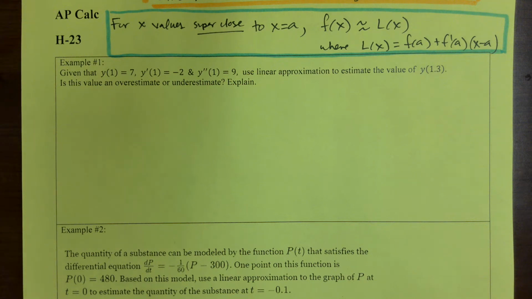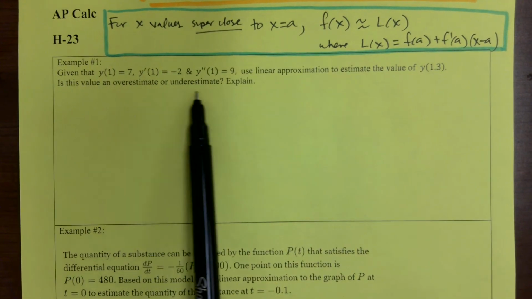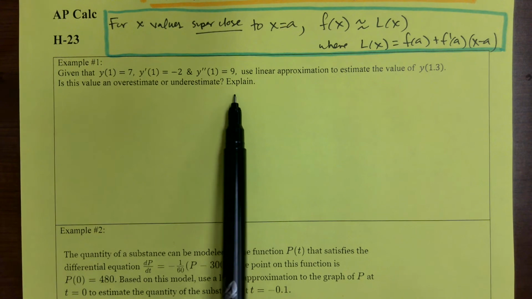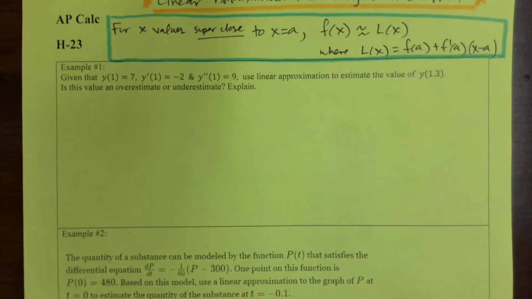Now this part is going to require some more of a demonstration from me. Is this value an overestimate or underestimate? Explain. I like to point usually to the words as I'm explaining, but it keeps focusing the camera in and out when I do that, so that's why I'm not doing that much.